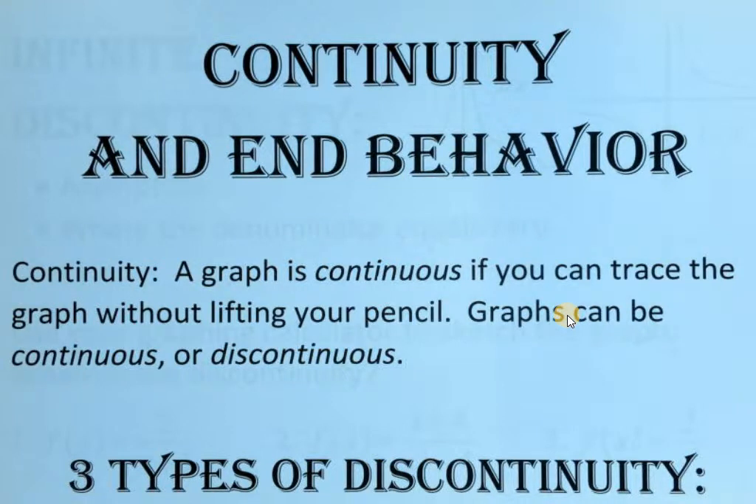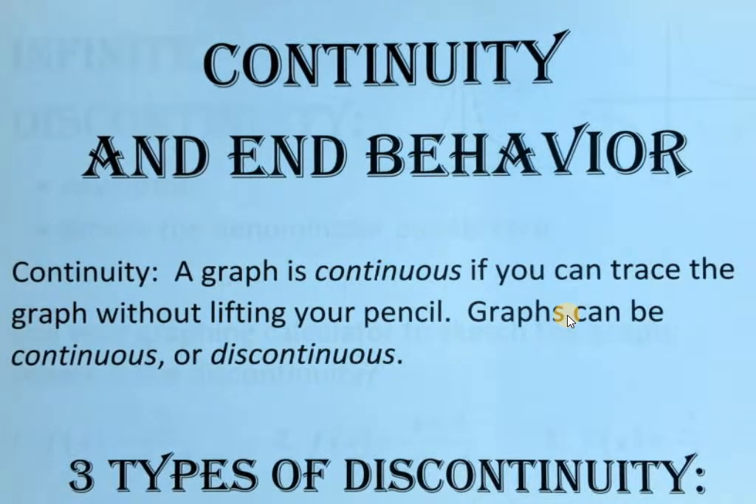Literally, it means, do you absolutely have to pick up your pencil or pen to draw that graph? That's what continuity is all about. If you can just draw it in one fell swoop, one nice continuous line, continuous. If you have to pick up your pencil at any point in time to put it back down, that is discontinuous. Now, there are a couple of different types of discontinuities.